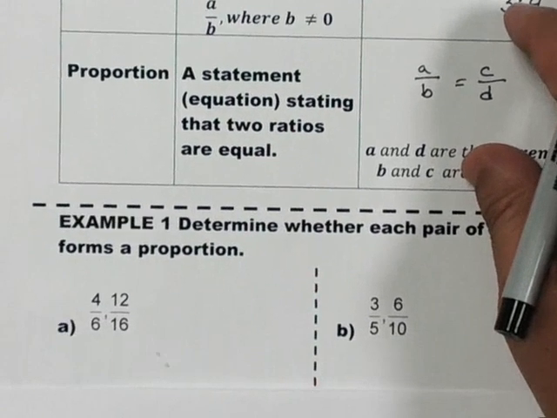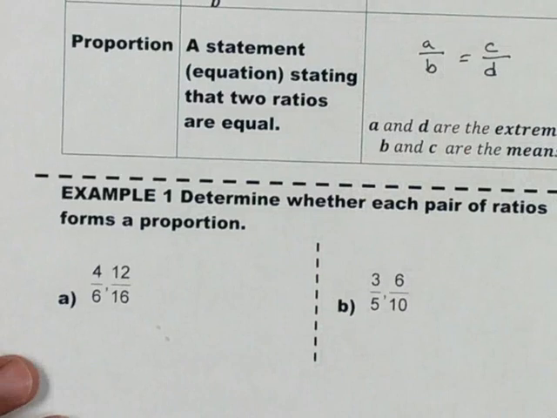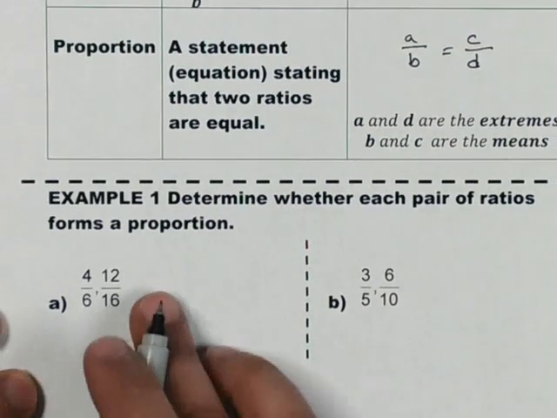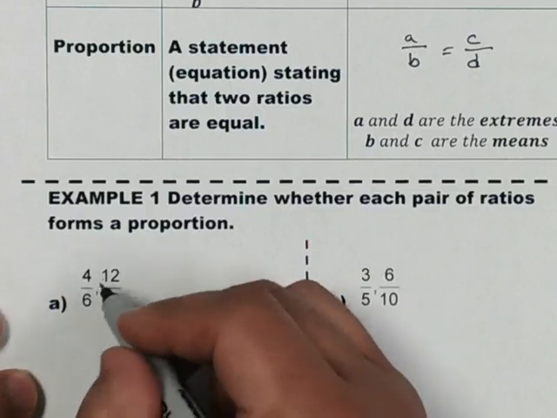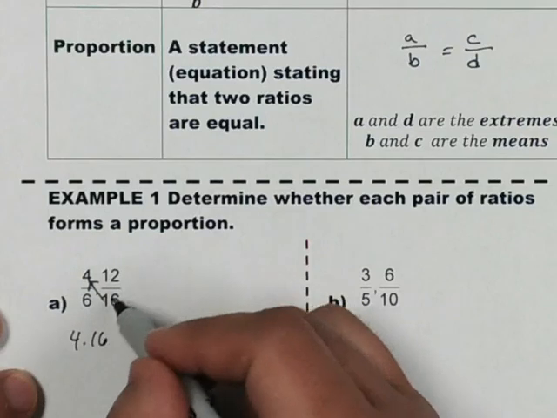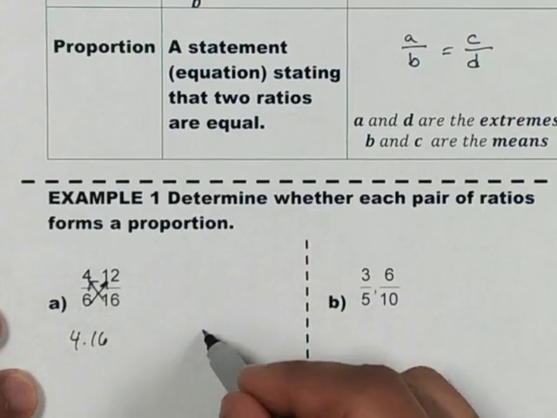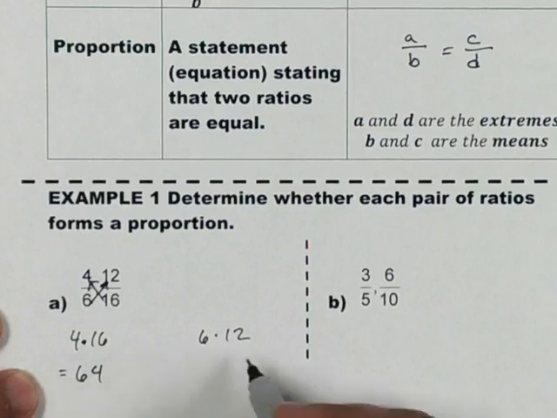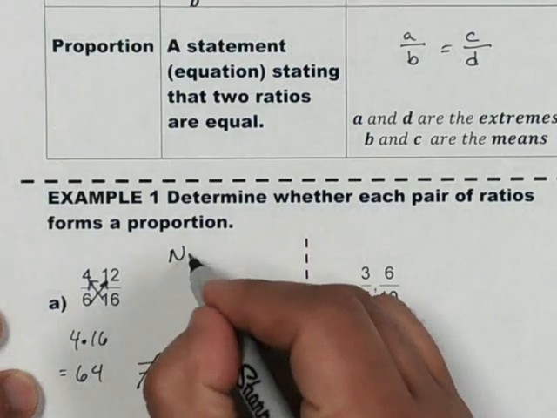All right, so let's look at some examples, and we want to determine whether each pair of ratios forms a proportion. Now, to do that, we take the cross product. So I would multiply 4 times 16, and then I would multiply 6 times 12. And I want to see if they're equal. So 4 times 16 is going to give me 64, and 6 times 12 is going to give me 72. Right? And these are not equal, so then I would say this is not a proportion.